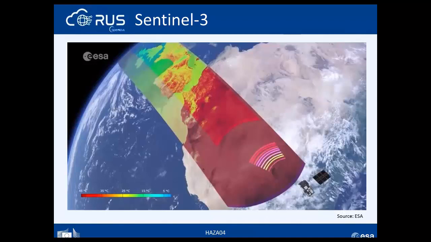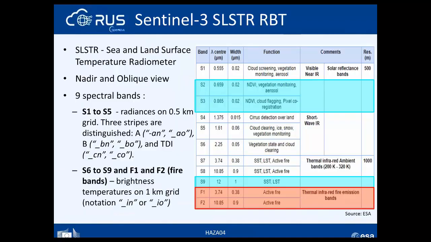And it has, as I mentioned, 9 channels. It has 3 channels in the visible and near infrared part of the spectrum, then another 3 channels in the shortwave infrared part of the spectrum. Those are the radiance bands at 500 meters resolution. So bands 1 to 6 have 500 meters resolution, and they are radiance or solar reflectance bands.